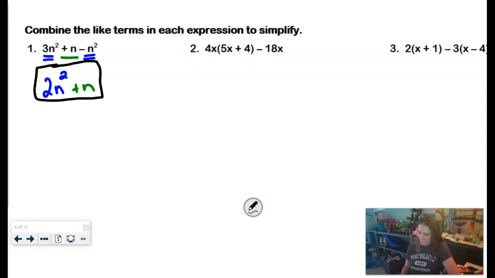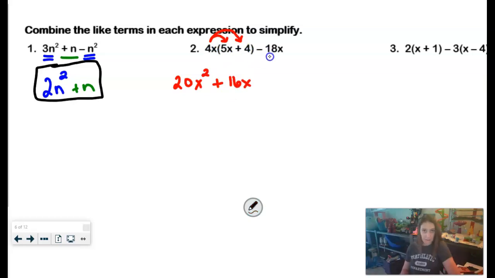Okay, number 2. Oh, we have what's called the distribution property. So this 4x is going to be multiplied into every single term that's inside of the parentheses. So here, since we're multiplying them, they get to multiply with every other type of term. It doesn't matter whether they're like or not. So when you take 4x and you multiply it by 5x, you do get a 20, and then x times x would be x squared. And then 4x times positive 4 is a positive 16x.